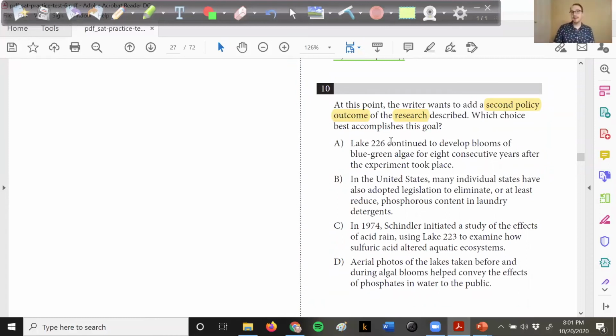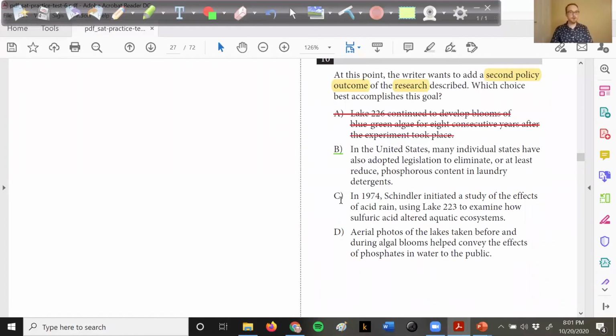A, Lake 226 continued to develop blooms of blue-green algae for 8 consecutive years after the experiment took place. Well, no, that's not a policy. That's just a lake growing algae. So I don't like A. B, in the United States, many individual states have also adopted legislation to eliminate or at least reduce phosphorus content in laundry detergents. I like B so far. Talking about policy outcomes.